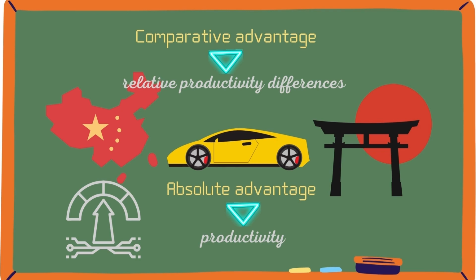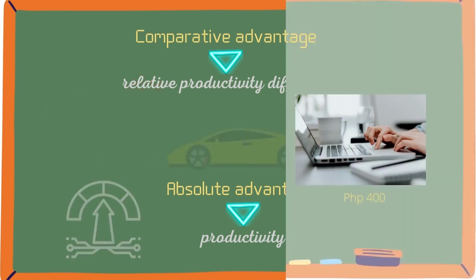Comparative advantage occurs when a country cannot produce a product more efficiently than the other country. However, it can produce that product better and more efficiently than it does other goods. The difference between these two theories is subtle. Comparative advantage focuses on the relative productivity differences, whereas absolute advantage looks at absolute productivity.